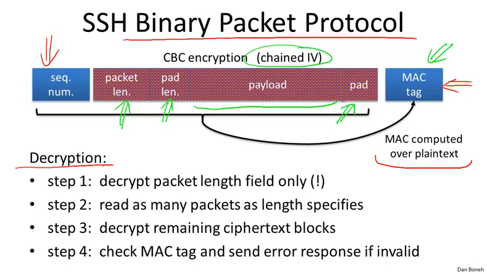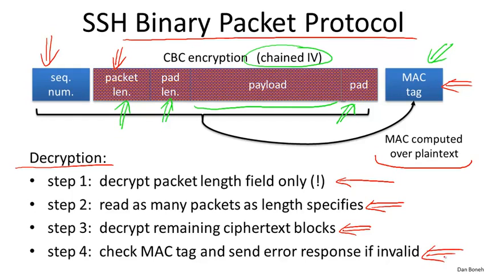So first, let's look at how decryption works in SSH. First of all, the server decrypts the encrypted packet length field only. So it only decrypts these particular first few bytes. Then it will go ahead and read from the network as many bytes as specified in the packet length field. It's going to decrypt the remaining ciphertext blocks using CBC decryption. Then once it's recovered the entire SSH packet, it will go ahead and check the MAC of the plaintext and report an error if the MAC happens to be invalid.